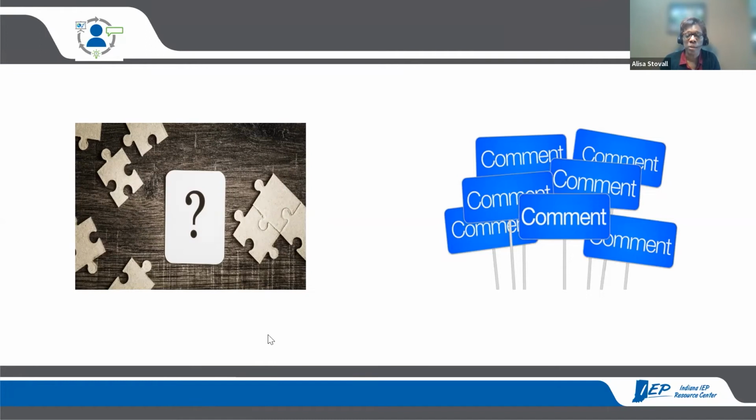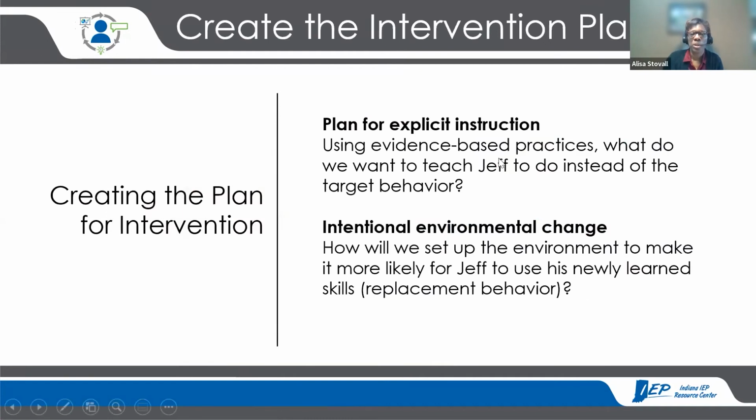Whatever the team decides to do, wherever you determine you're going to go next with this plan, now we've got to get to actually putting the plan into action. We've talked about we're going to work on these skills, so we'll have to plan for that explicit instruction. Evidence-based practices would be the tools that we would use, because we want to teach Jeff to do something other than the behavior he's used. Again, it has to match up to the function of his behavior, but we want to make intentional environmental changes to set Jeff up to be more likely to use his newly learned skills, those replacement skills.